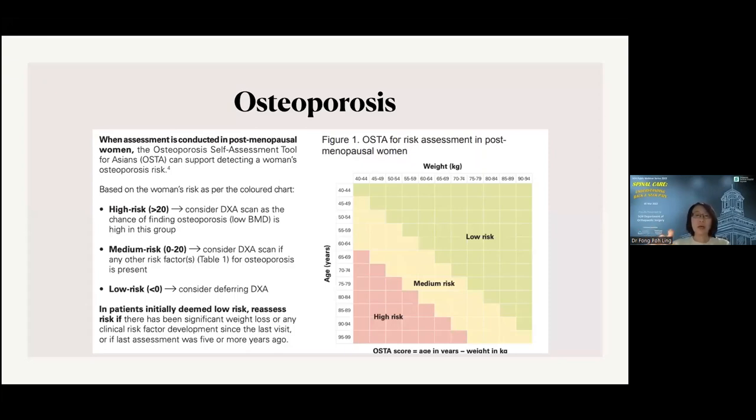And if you are in the high risk group of more than 20, generally it is suggested that you visit your GP or your polyclinic doctor to get further management, so as to see where you are and whether you need to start some form of treatment or supplementation.